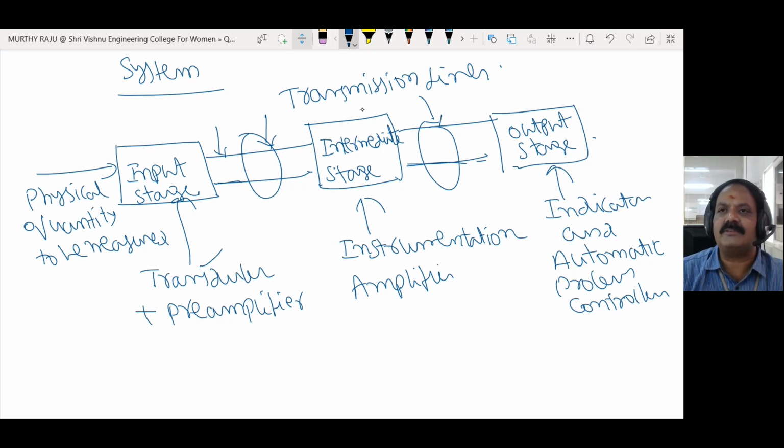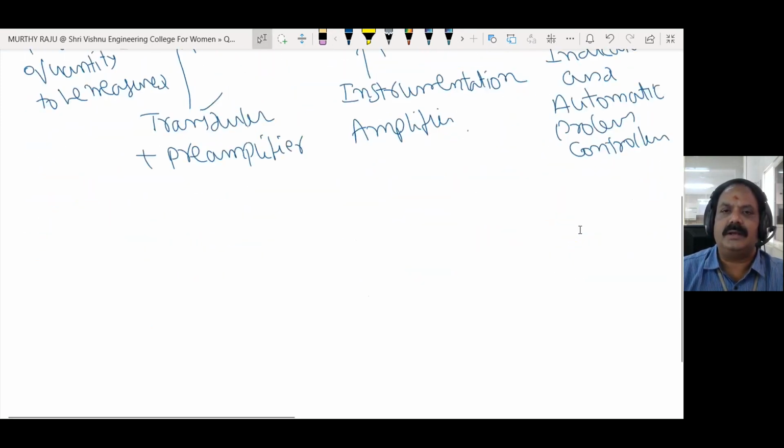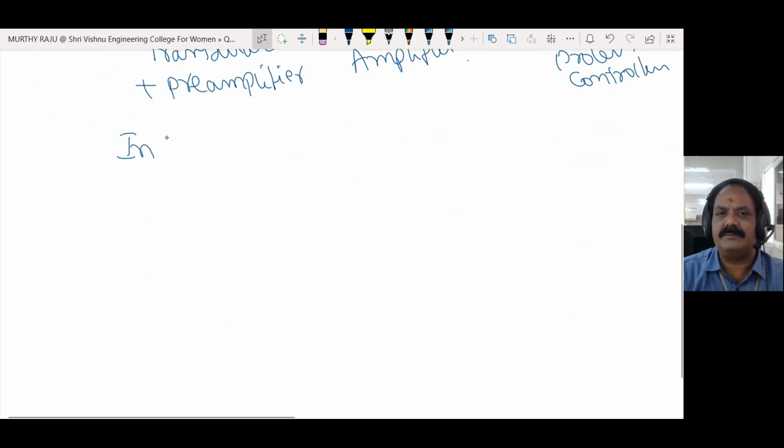An electrical signal is passing through the transmission lines. As the distance increases, these signals are attenuated due to some noise. If you want to eliminate such noise signals, we use an instrumentation amplifier. An instrumentation amplifier is an intermediate stage placed in between input stage and output stage of the instrumentation system.